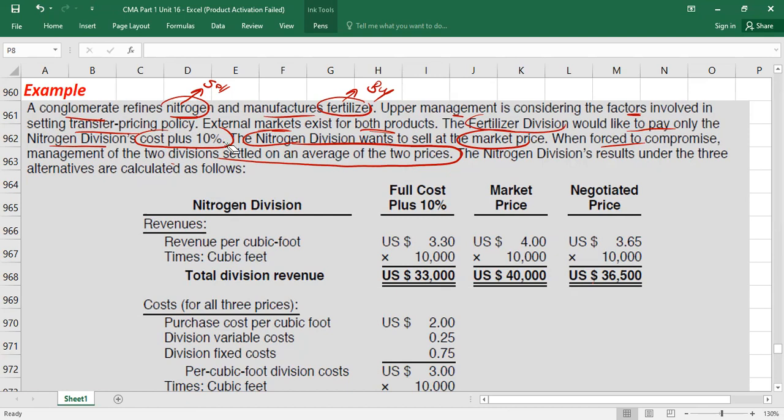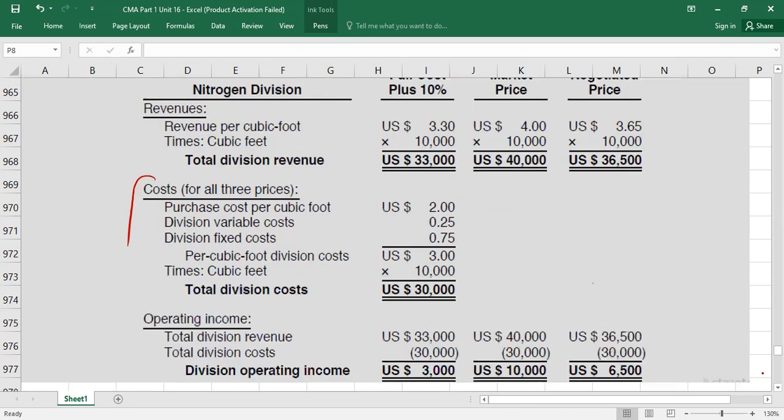Then the nitrogen division's results under the three alternatives are calculated as follows. So here I'll tell you what the data is. This data which I'm reading here is part of the question. This is the cost for each cubic foot of nitrogen. Nitrogen will be supplied to fertilizer. He is incurring direct materials of $2 per cubic foot, plus a variable cost of $0.25, which is part of the question, and he's also incurring some fixed cost of $0.75. So this is the per cubic foot division cost for nitrogen. Also, the nitrogen division wants to sell only 10,000 cubic feet. Understood?